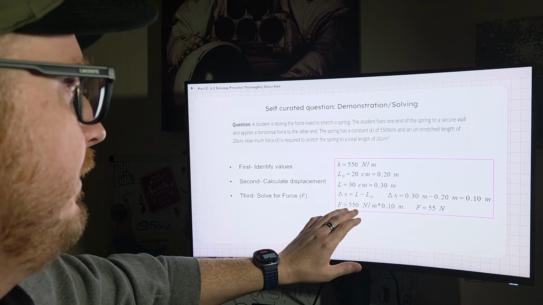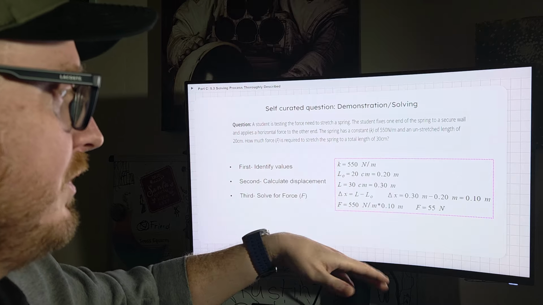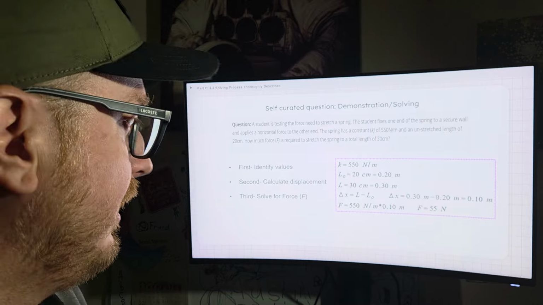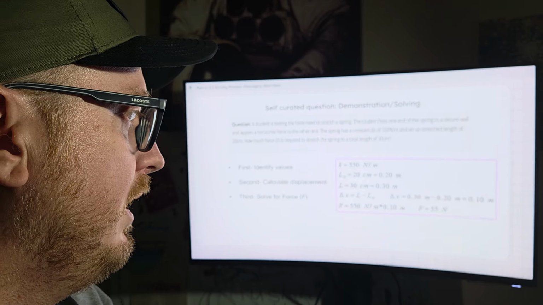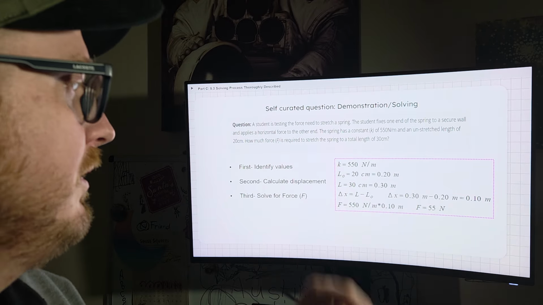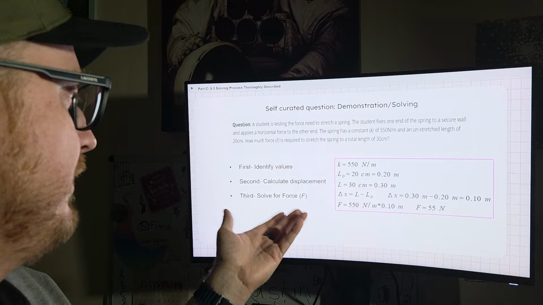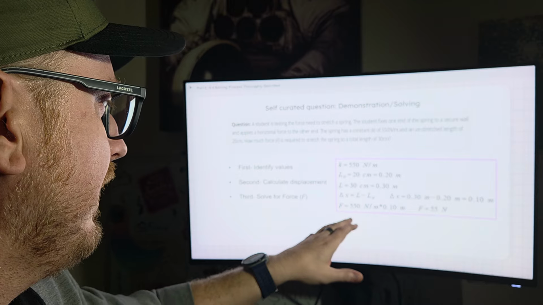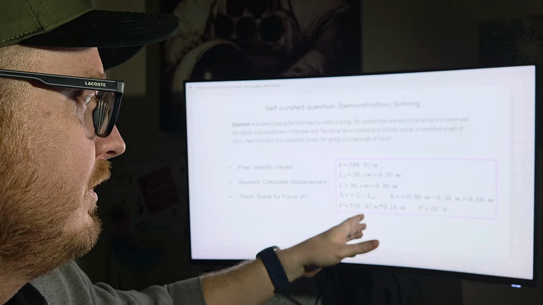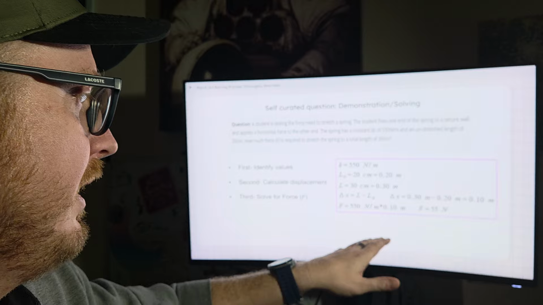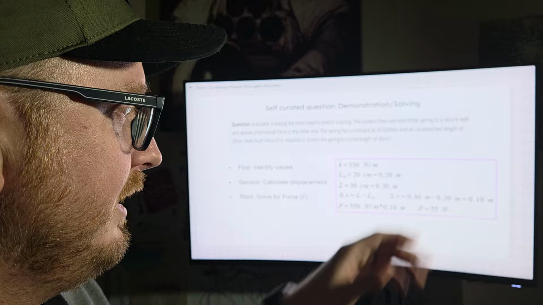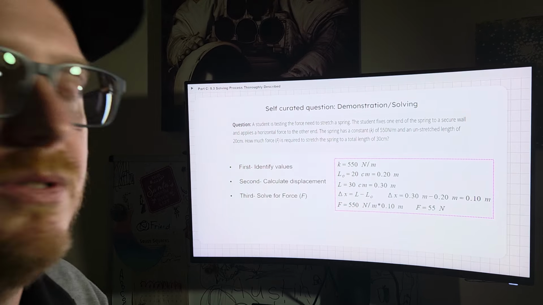And then we have the change in displacement. You take your extended length and you subtract your initial length, and that comes out to 0.10 meters. Then we have all of our values, so all we have to do is just solve. Force equals 550 newtons per meter times 0.10 meters, and you just move over the decimal one place and you get the force is equal to 55 newtons.